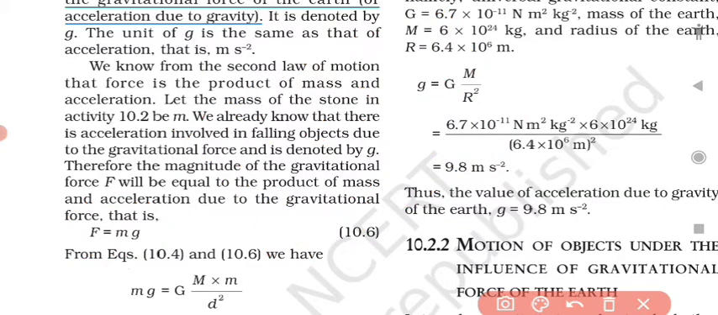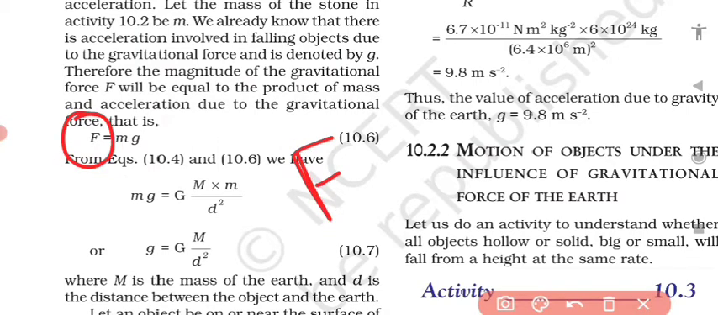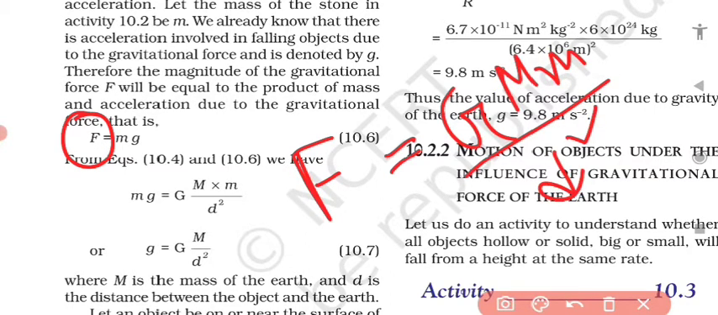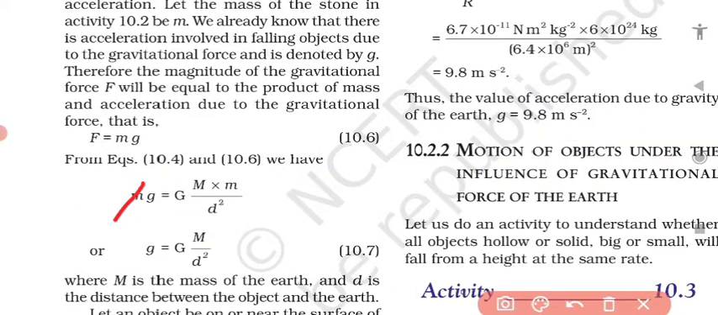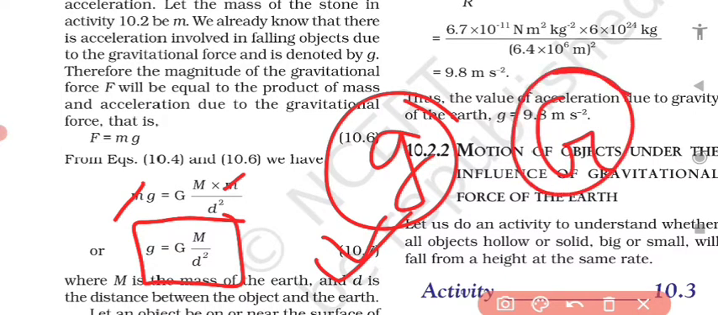Okay, now see, again for the gravitational force, we can write F = G M m / d². So we can equate: mg = G M m / d², and from this, if we cancel small m and small m, we get g = G M / d². Here small g is acceleration due to gravity, and capital G is already discussed. Capital G is the gravitational constant.